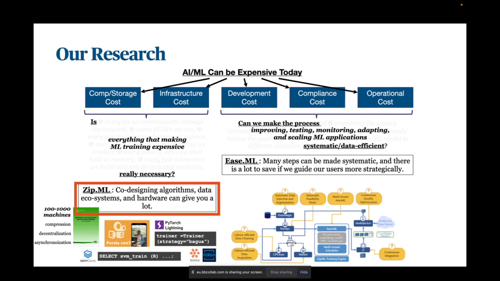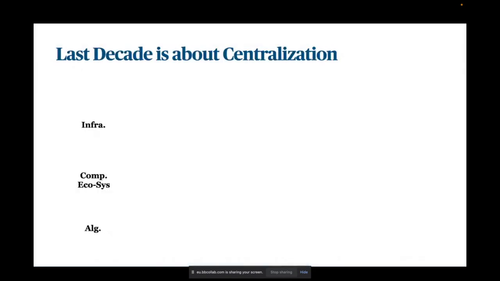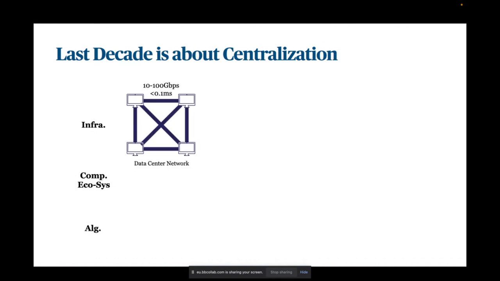So today I will spend most of my time talking about the performance side. How can we scale up machine learning training? And the key thing that we have been exploring over the years is how can we enable this decentralized paradigm of training machine learning models. If you look at the last decade, right? One thing that actually drove machine learning scaling is making this infrastructure as centralized as possible.